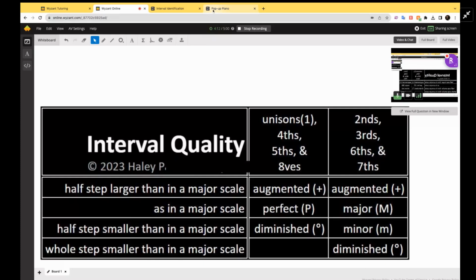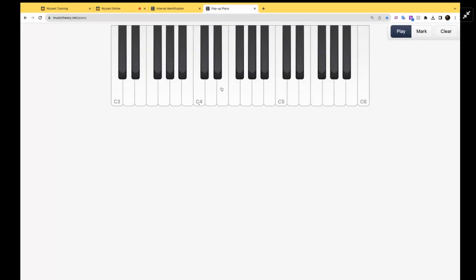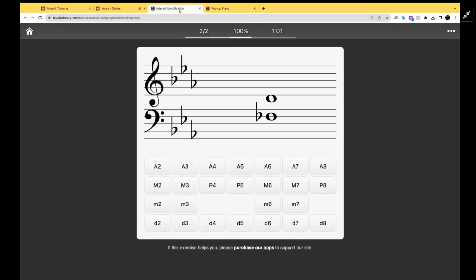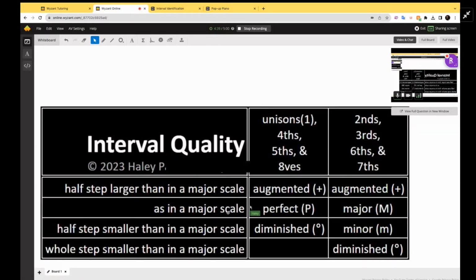Now, let's find the sixth note of our hypothetical F flat major scale. 5, 6. It would be a D flat. And because this is a D natural, it's bigger. So let's see what that's going to be. It is a half step larger than in a major scale. So this will be an augmented sixth.